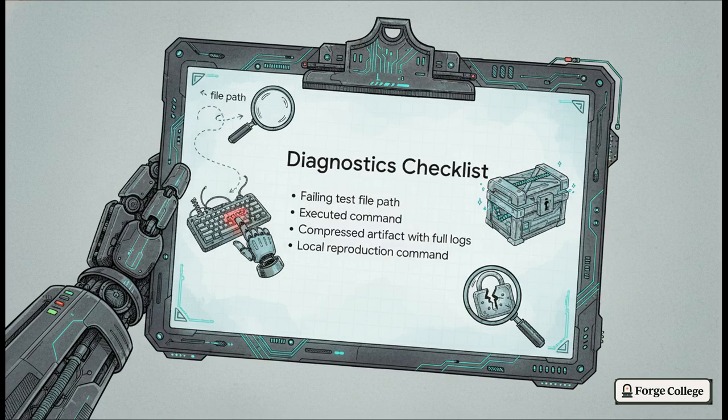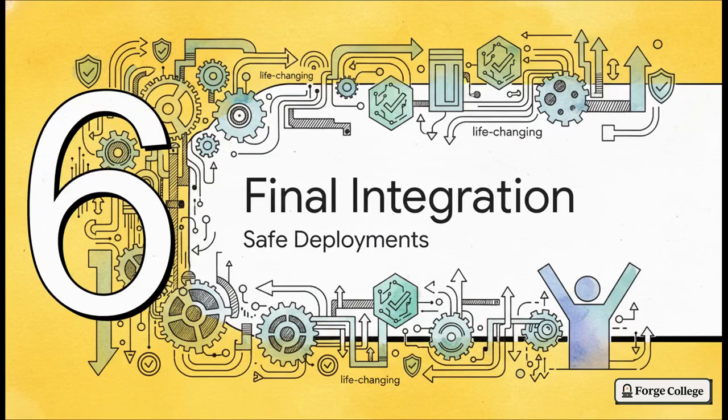First, the exact failing test file path. Second, the specific command that was executed when it broke. Third, grab the compressed artifact with the full logs. And fourth, look for the local reproduction command. If you have these 4 things, I promise you, you can pinpoint a faulty lock or a broken test in seconds, not hours. Finally, we arrive at Section 6, the final integration loop.